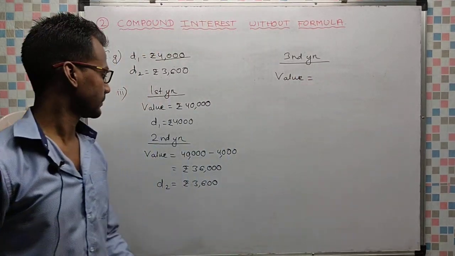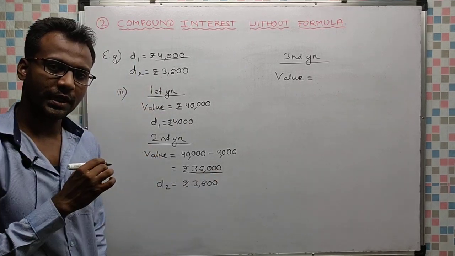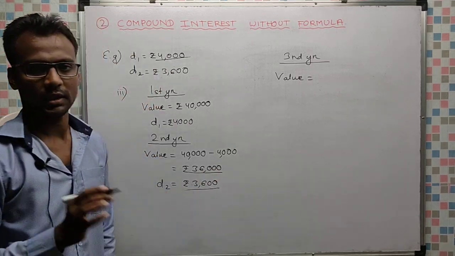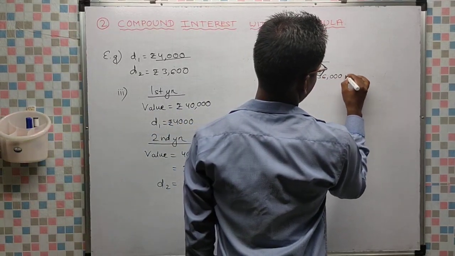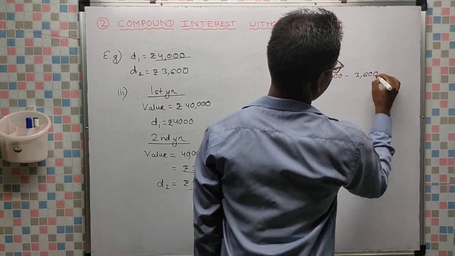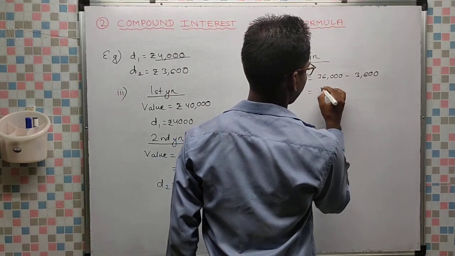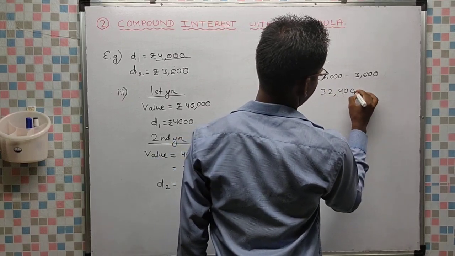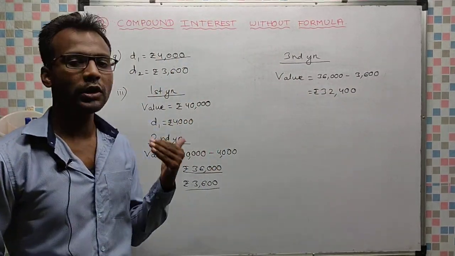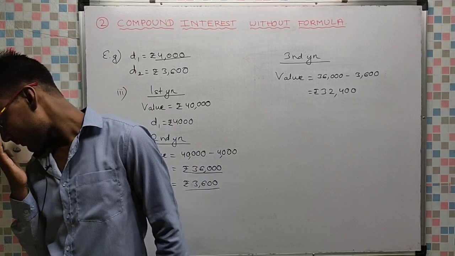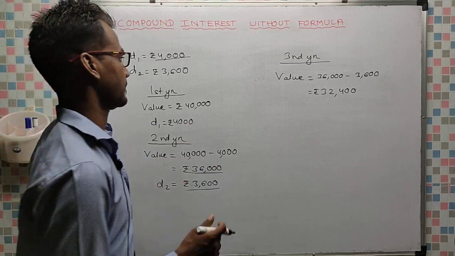So again, let's move to the third year. Value of the machine will be the value at the beginning of the second year minus depreciation in the second year. So 36,000 minus 3,600 will give you 32,400 rupees. This is the value of the machine at the beginning of the third year. But we have been asked to find the value of the machine at the end of the third year. That means you have to find D3.